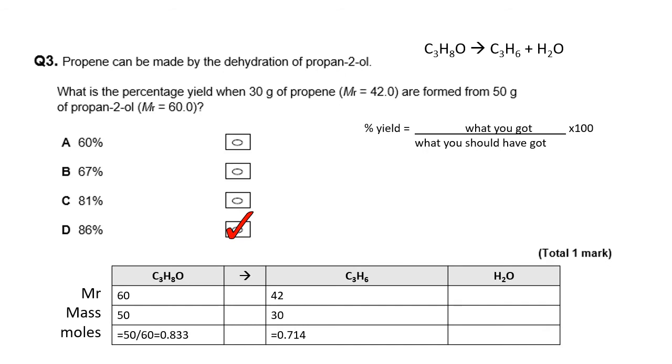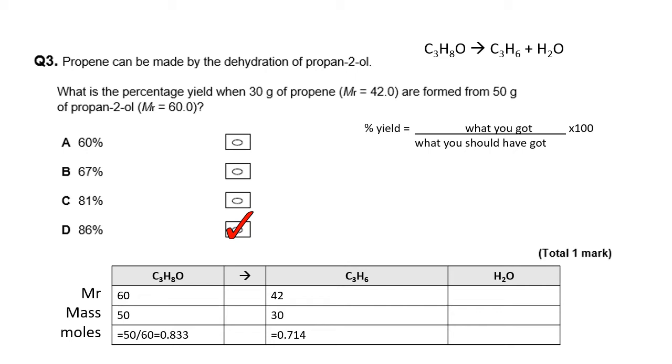On number 3 here, it was quite common for people to say 60%. Hopefully that wasn't you. What you need to remember is percentage yield is what you got over what you should have got. And we need to be thinking about the moles and the mole ratios. So these ones react in a 1-to-1 ratio. So we know our starting mass. We know we had 50 grams of our propan-2-ol. So we know that we had 0.833 moles of that substance. And because of the 1-to-1 ratio, we should have produced 0.833 moles of our propene.